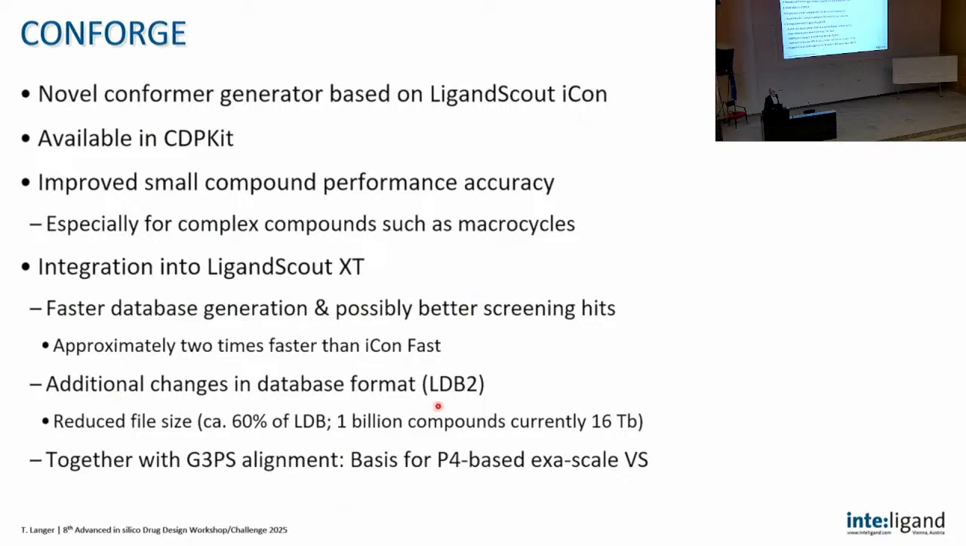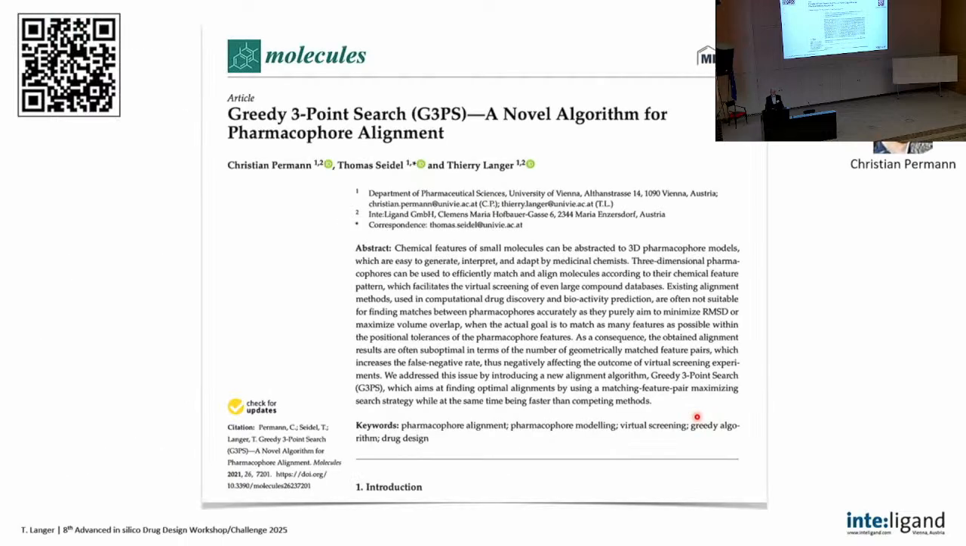And in addition, in LigandScout, we have implemented a new LigandScout database format, which we call LDB2, with a reduced file size. 1 billion compounds currently are 16 terabytes, which is quite a lot, and we are still working on compressing this and bringing it down a little bit. Together with a new alignment algorithm, which we call the G3PS alignment algorithm, this is the basis for pharmacophore-based exascale virtual screening. It is running already. It's running in companies as a prototype, and they already search the large data space.